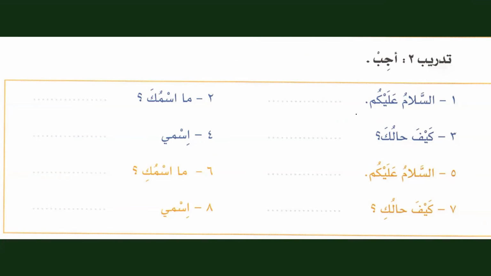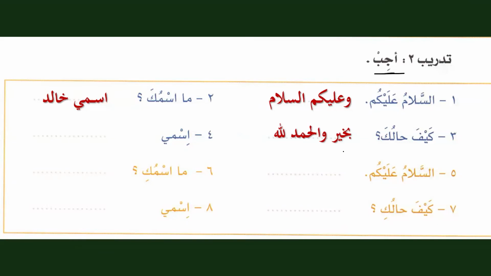Tadrib, ajib. Ajib means answer. And now you have to answer Assalamu alaikum. So for the answer, you will say Wa alaikum assalam. Masmuka, what's your name? And then you will say Ismi Khalid. Whatever your name is, you just give your name. Kayfa haluka? How are you? And you say Bikhairin walhamdulillah. Ismi, and then you tell your name. So you say Ismi Khalilun. This is based on what we have done in the exercise.